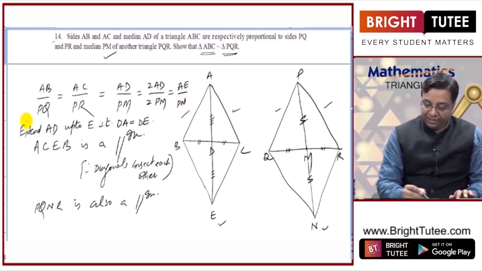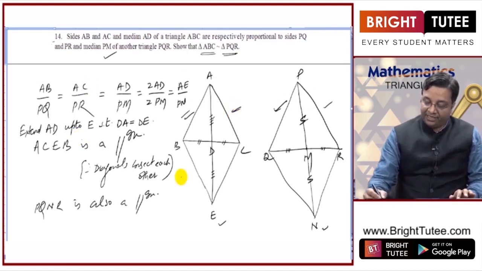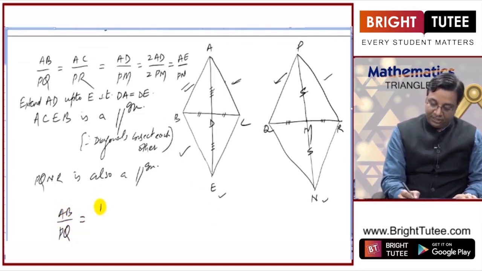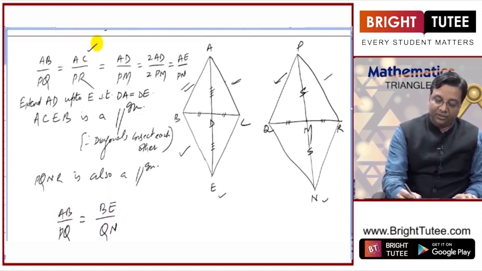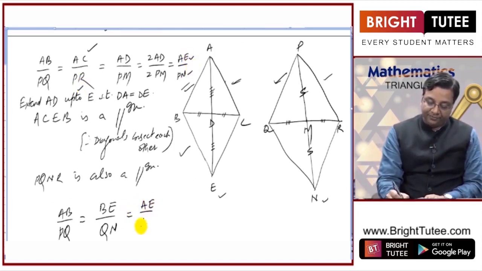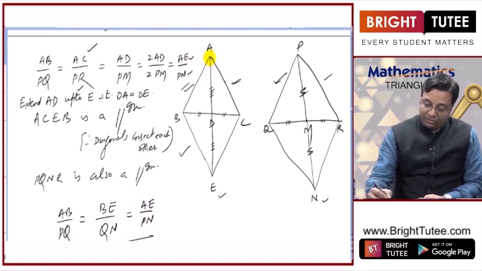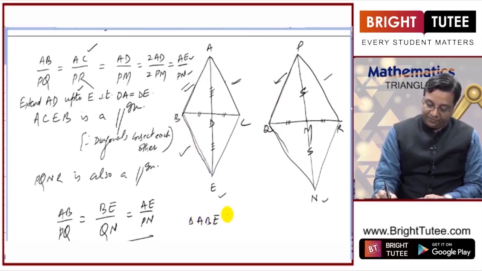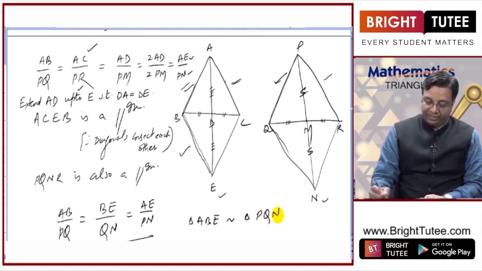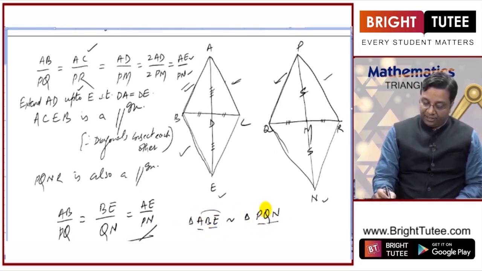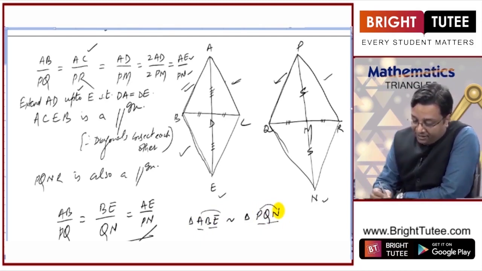Okay. Now look at these two triangles: AB by PQ, AC by PR. AC is also equal to BE because these are opposite sides of a parallelogram. So I can write AC by PR as BE by QN also. So AB by PQ is equal to BE by QN because BE is equal to AC and QN is equal to PR, because they are opposite sides of a parallelogram, and it is equal to AE by PN. Right, now look at these two triangles. Triangle ABE is similar to triangle PQN because their sides are proportional: AB by PQ, BE by QN, AE by PN. Because of this reason, these two triangles are similar.